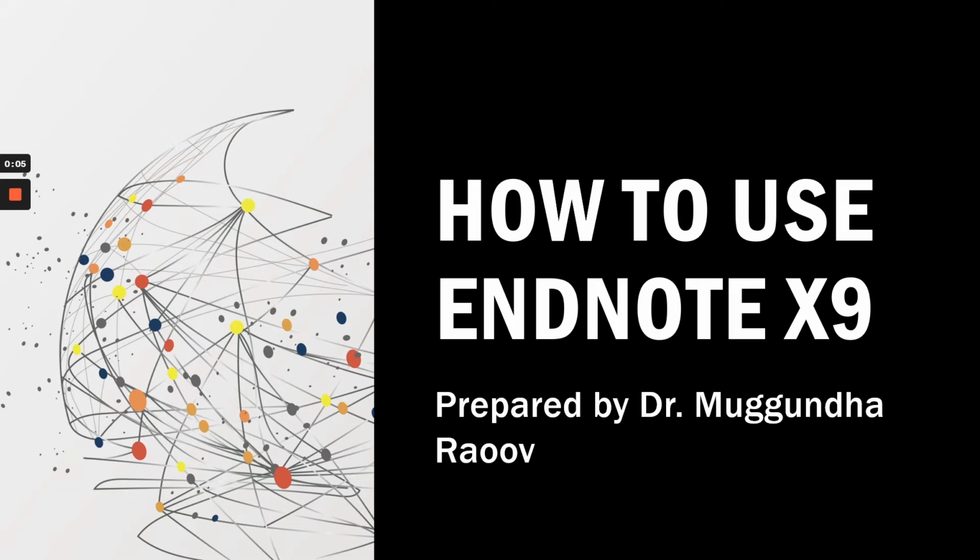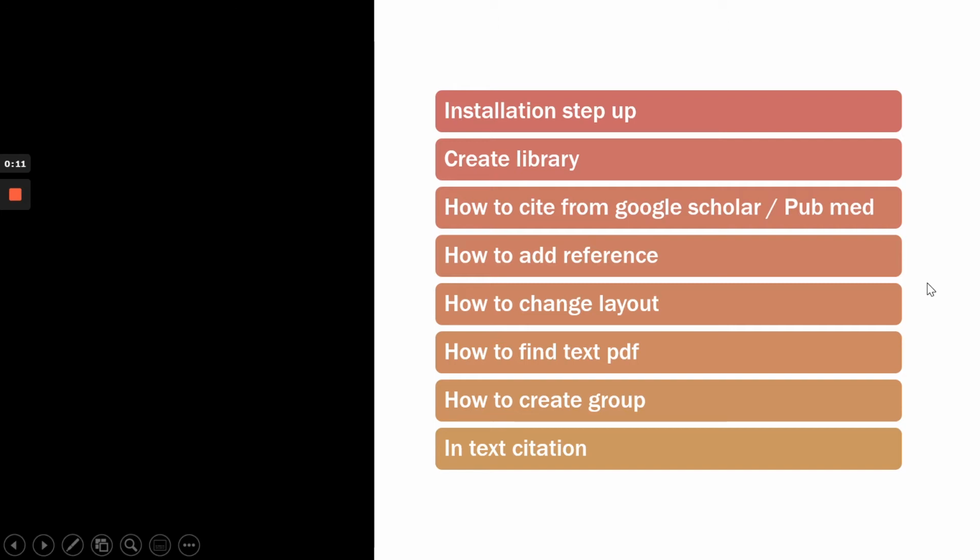I would like to share some tips on how to use EndNote X9. Today, I would like to cover a few topics in this sharing session, which covers installation setup, how to create a library, how to cite from Google Scholar, PubMed, how to add reference in the EndNote, and how to change layout in the EndNote, how to find the text PDF in the EndNote, then how to create a group, and the most important thing is how to cite in the Word from EndNote.